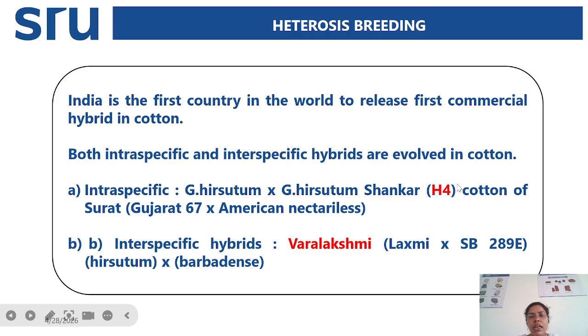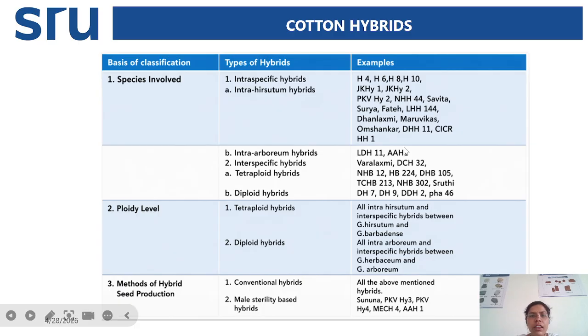The eminent cotton breeder here is C.T. Patel. And next is the interspecific hybrid. Here we have the Varalakshmi hybrid. So these are the intraspecific and interspecific hybrids you can see. And next you can see the different types of cotton hybrids.